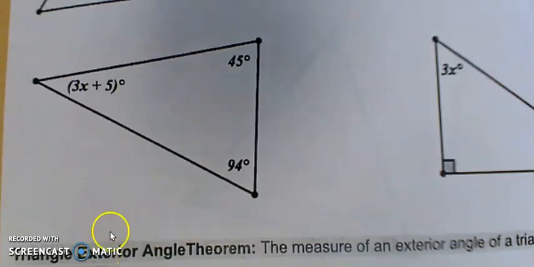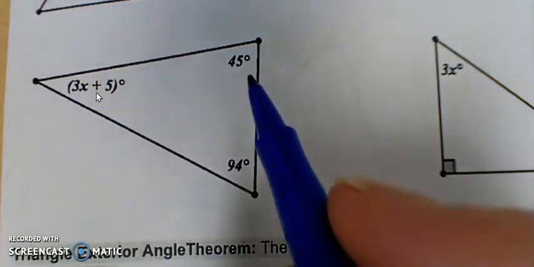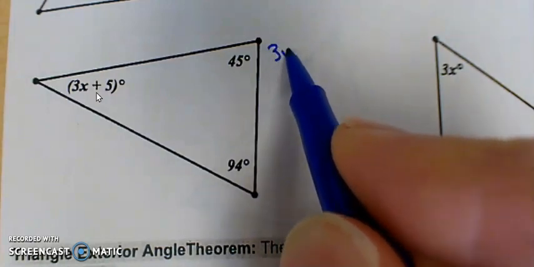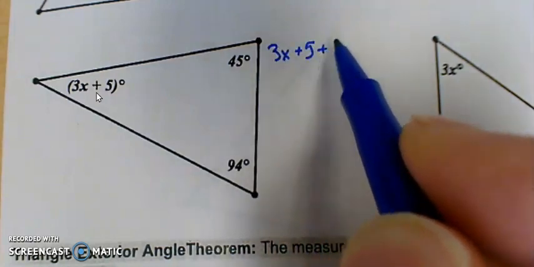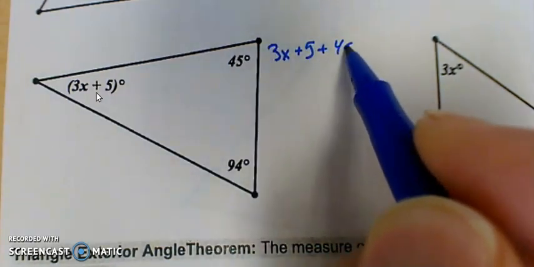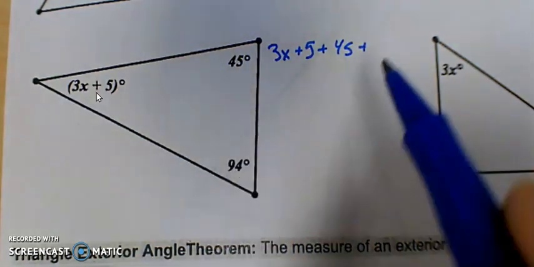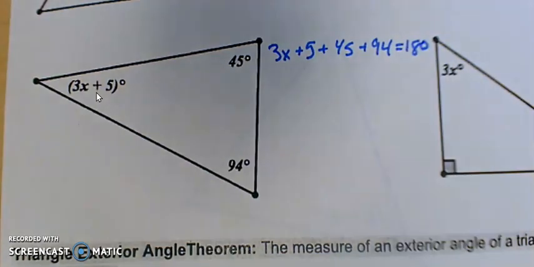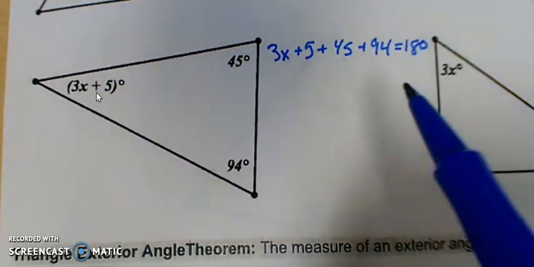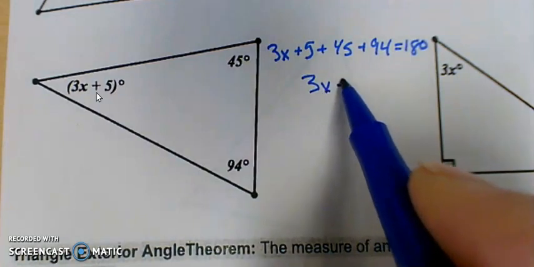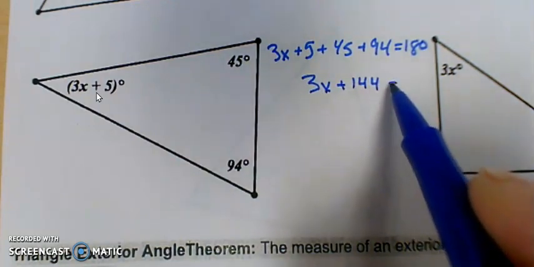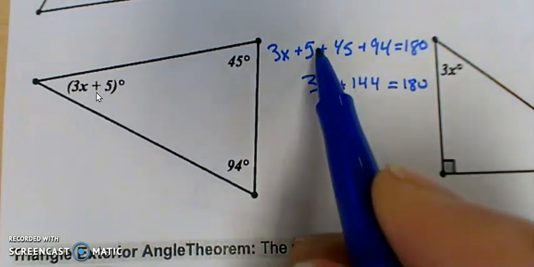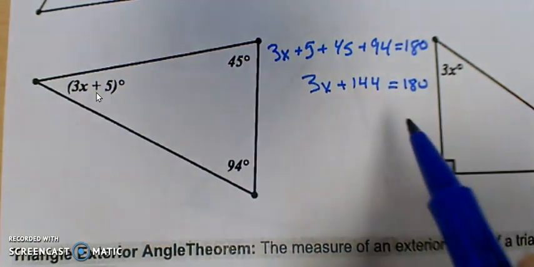Another example might look like this, with an x with more than one term, an expression, in for the x. It still works the same. I'm going to start with 3x plus 5 plus the 45 here, plus the 94, all has to equal 180 degrees. Start doing your like terms. I end up with 3x plus 144 equals 180. That's 5, 45, and 94 together.